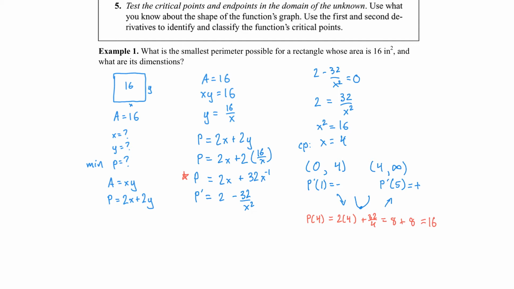So we have our perimeter of 16. X is 4, which means, and you can really check this and verify it pretty quickly, y is 4. So while I shouldn't have really drawn it as a square earlier, our rectangular shape with the smallest perimeter with area of 16 is when all sides are of length 4, aka it is a square.